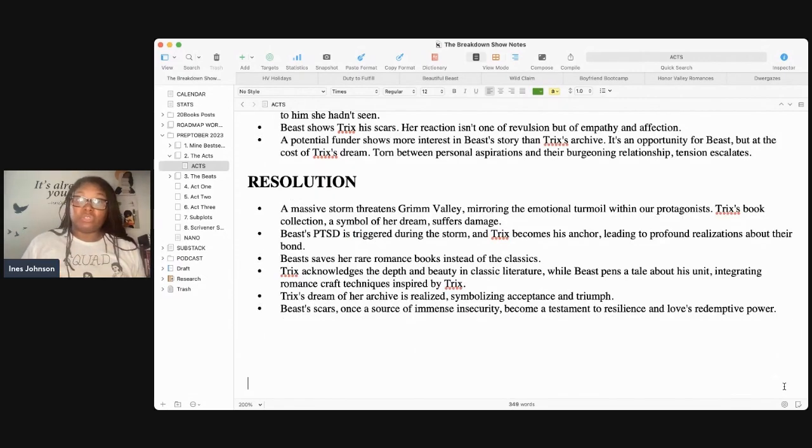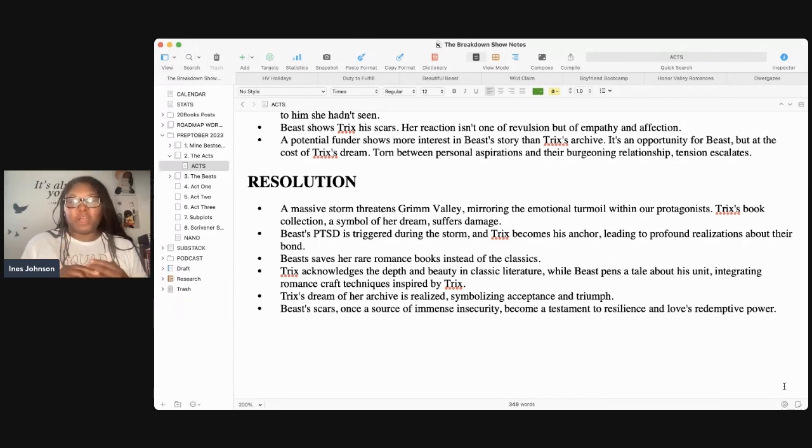As part of the resolution, I'm thinking, because of the weather events we've been having this year, I decided to throw a storm in there. There's going to be a massive storm that threatens Grim Valley, and it's going to particularly threaten the archives that they've been working on. I want Trix's book collection to be in peril, along with the literary books that Beast has collected. But Beast is going to go for her books instead of worrying about his classics.